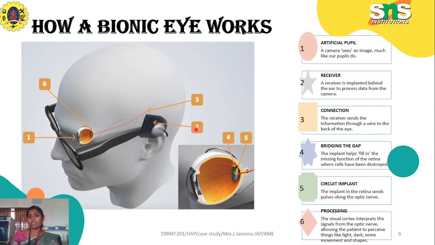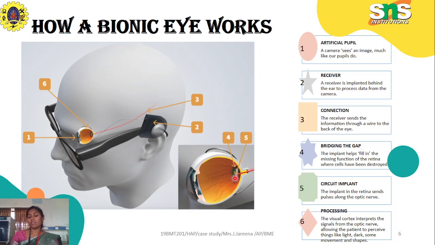And the second part is a receiver, which is implanted at the back side of your ear. It will process the data captured from the camera, and then there is a connection from this receiver to the back of the eye through wires. So it will carry the information from the receiver through the wire so that it gets connected to the optic nerve. Then the bridging part is the fourth part. Okay, see here, this is the bridging part. What it is supposed to do is replace the functioning of the retina.